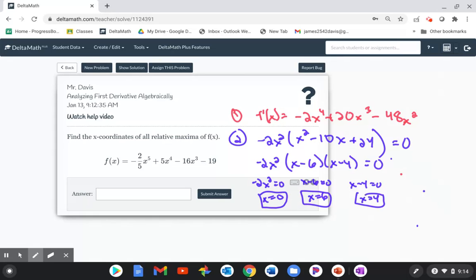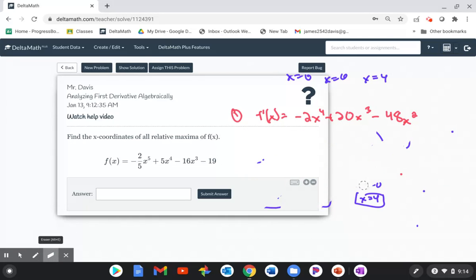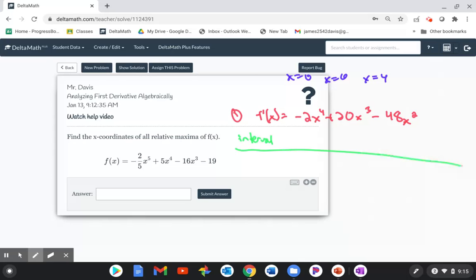Might actually need to erase this for a sec. All right, so I'm going to go ahead and erase this. Hopefully you got it written down. Third step, make our sign chart or our sign table. So we've got our interval. Now we've got another interval in this one because we got 3 critical values.